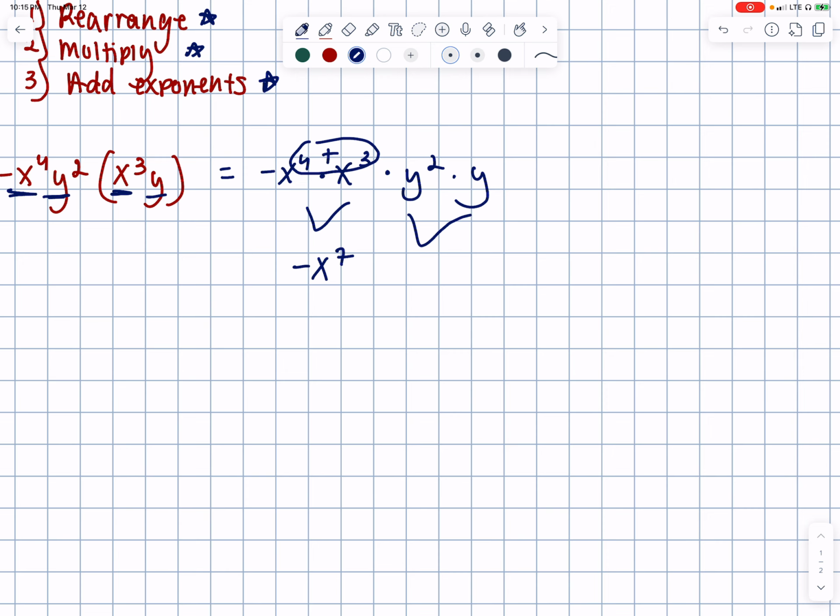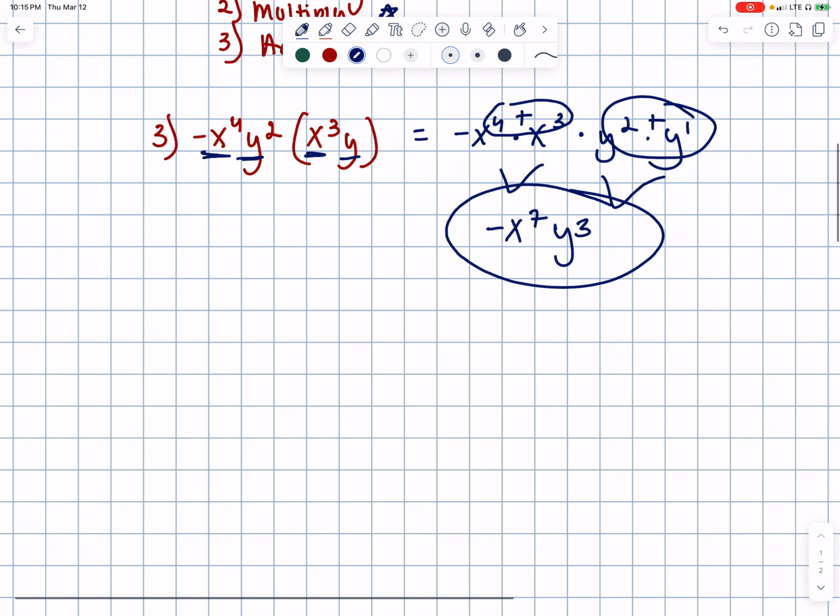And then we're going to carry down our y. Even though y is by itself, there's an understood 1. Similar how there's an understood 1 here as well. There's an understood 1 for the exponent. So 2 plus 1 is 3. And your answer is negative x to the 7th power times y to the third power, or just negative x to the 7 y to the third.